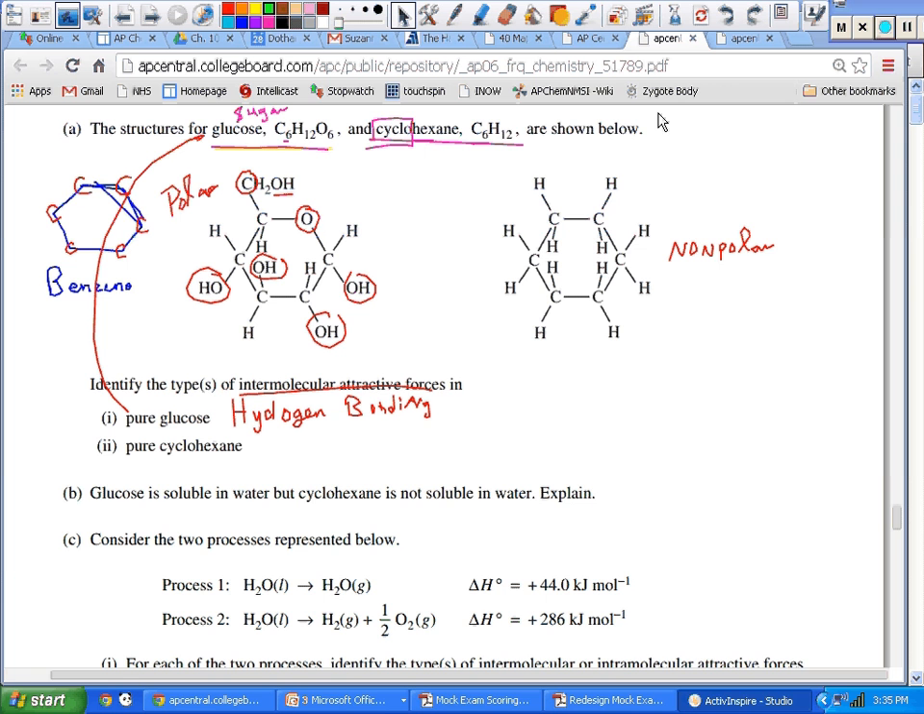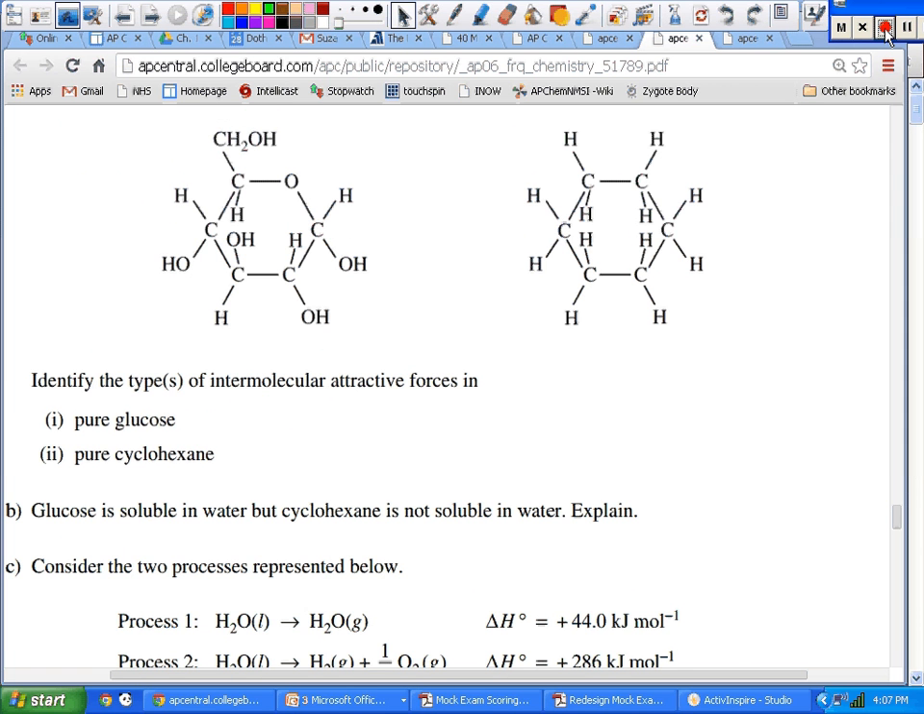Okay. All right. No, see, let's start this back up. So we have pure glucose, which we've already said has what in it? Hydrogen bonding, or, and again, I think I stopped right there. So I'm just going to go ahead and rewrite H bond, or, and again, the key word there, the way they have it written, is or dipole.